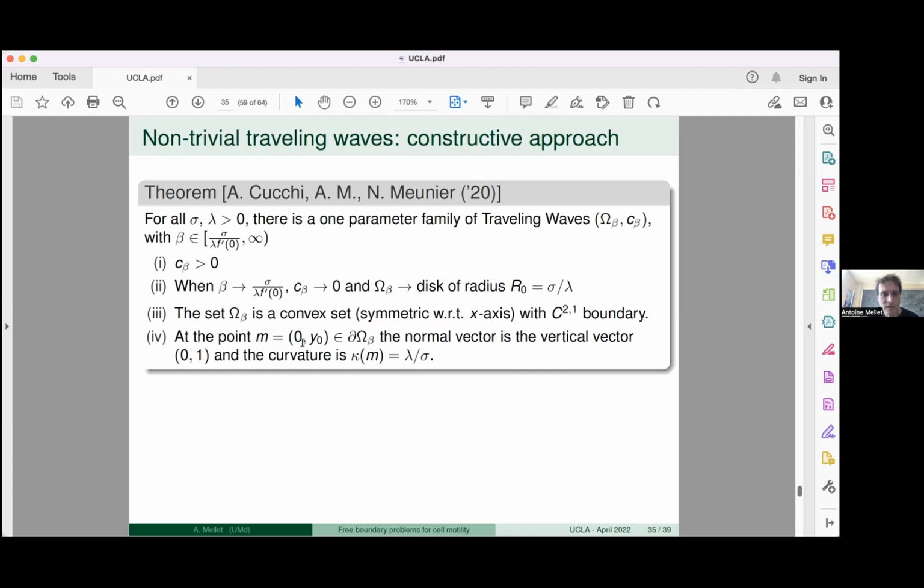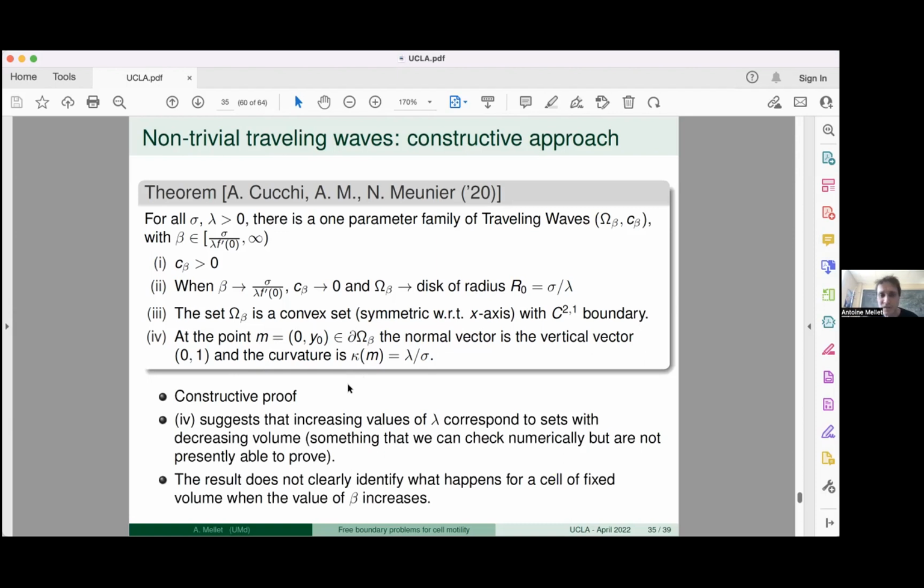So that's just to fix the invariance by translation in the x direction. We assume that the y-intercept, right, the point (0, y0), is on the boundary of the set, where we have a normal vector that is vertical. And at that point, we can check that the curvature is given by lambda over sigma. Now, this is interesting just because it shows that when lambda is increasing, the mean curvature at that point is increasing. And this suggests that increasing values of lambda will correspond to decreasing volume of the set that you're constructing here. Right. So the proof is completely constructive.